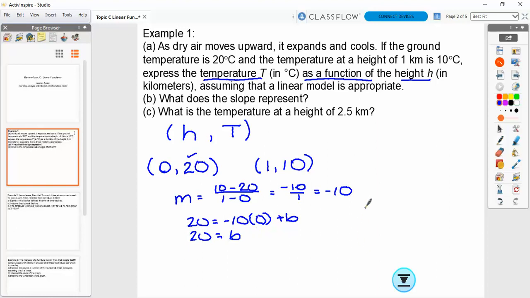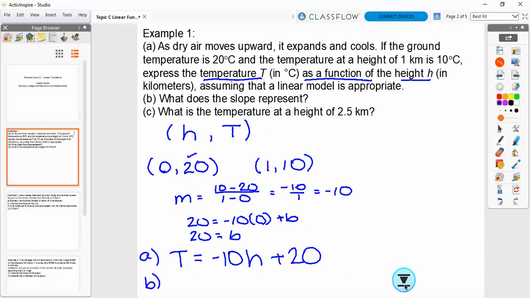So instead of x and y, I'd like you to keep the notation that it said. So I want the temperature as a function of the height. So y equals mx plus b: my y is T, my slope is -10. Instead of x, we're using h, plus our intercept of 20. It's a good idea. Right?